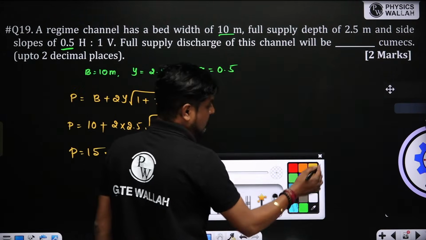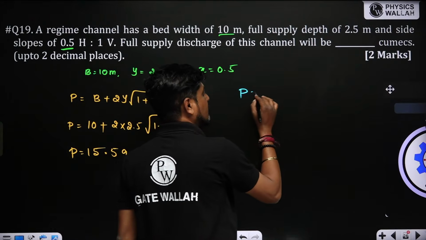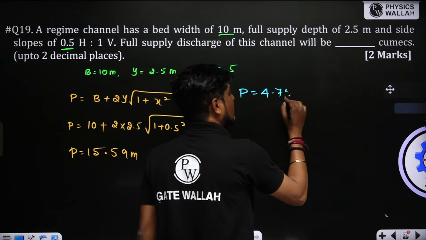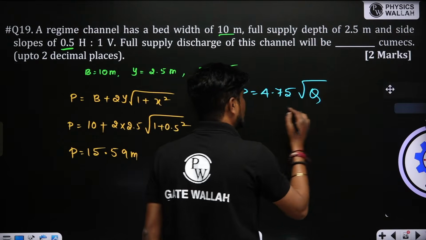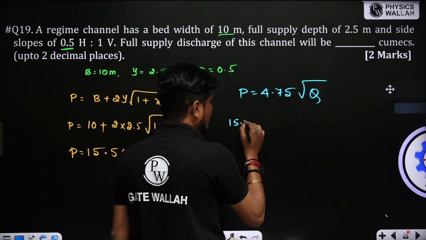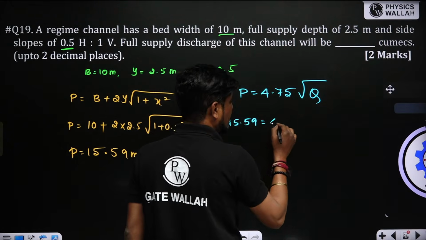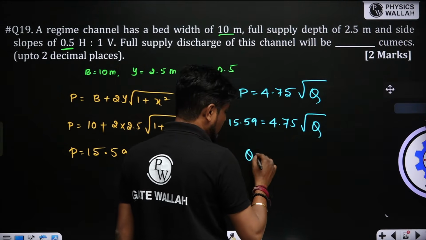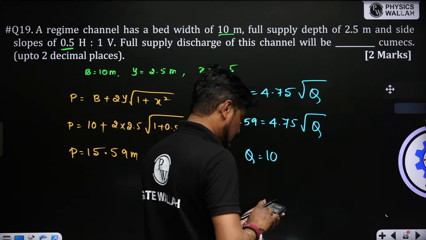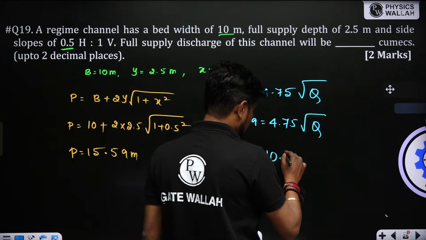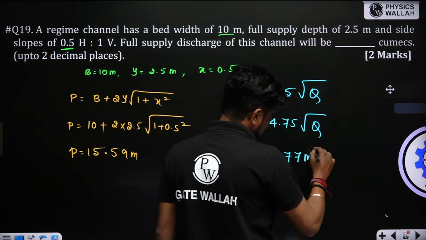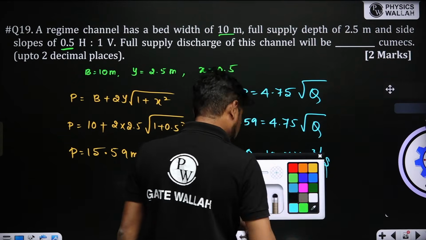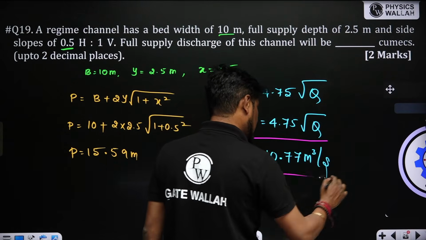Now you know one more equation from Lacey's theory. Perimeter P is equal to 4.75 square root of Q. 15.59 is equal to 4.75 square root of Q. Solve this Q, you will get it as 10.77. This is the correct answer.